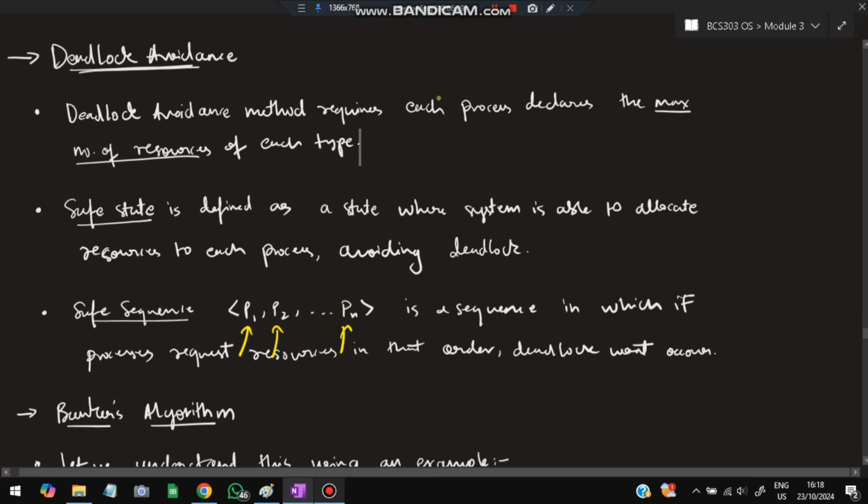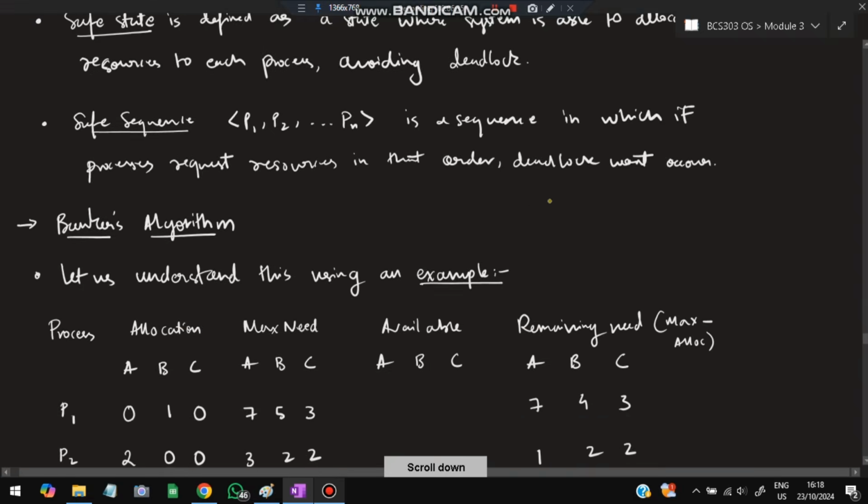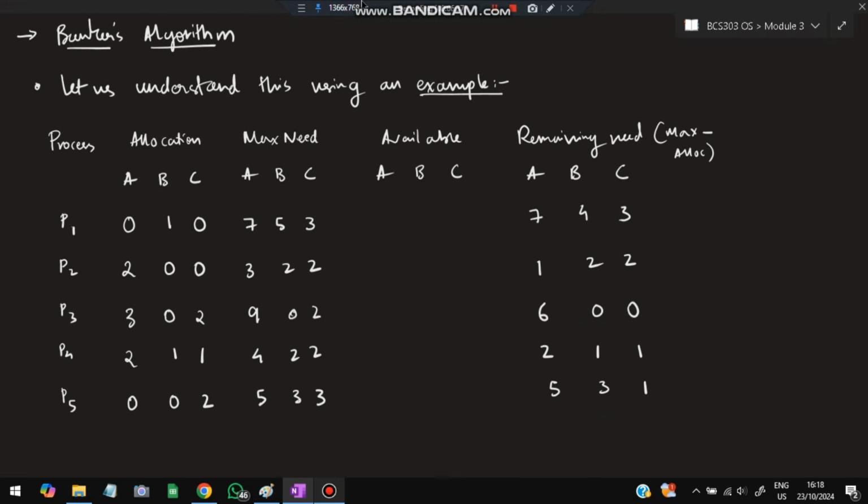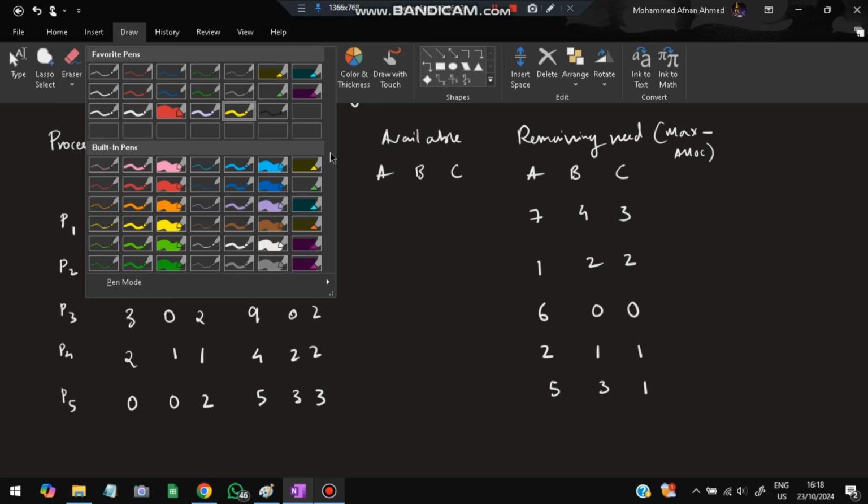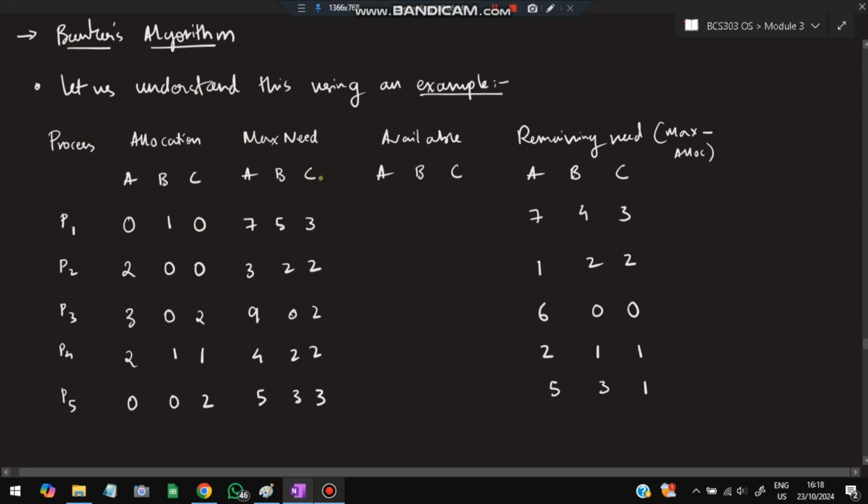Now to implement deadlock avoidance we have an algorithm, very important from the exam point of view, which is Banker's algorithm. Let's understand this using an example. Okay, what does Banker's algorithm do? See here, you have a few columns. This is the process column. Which processes are there? Let's assume P1 till P5, five processes.